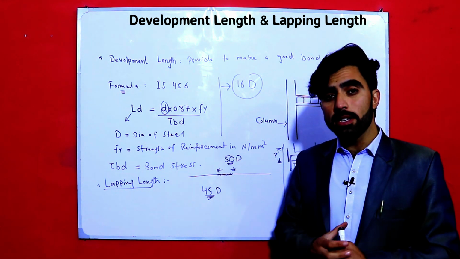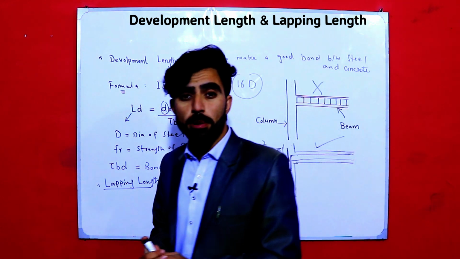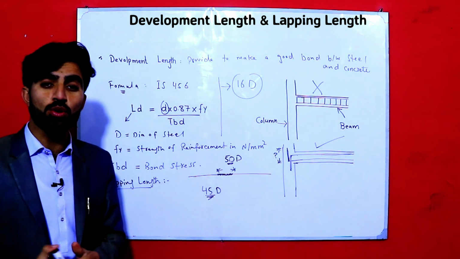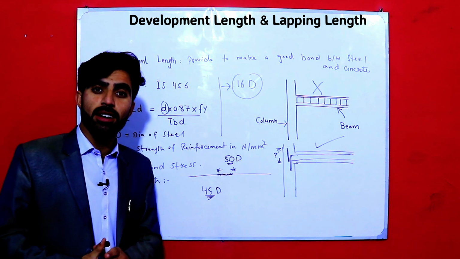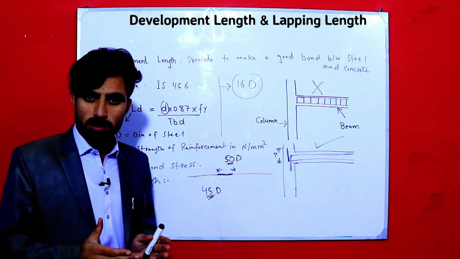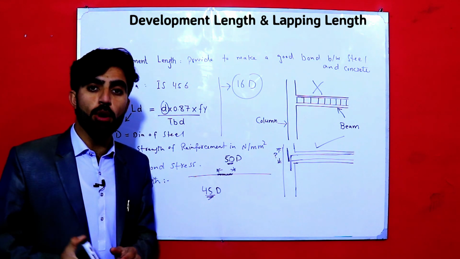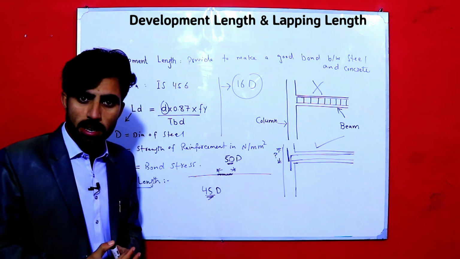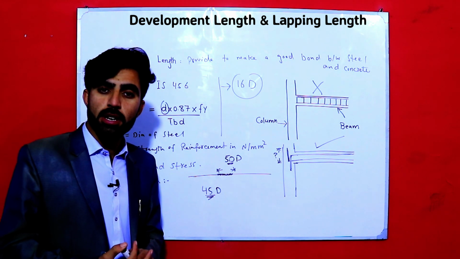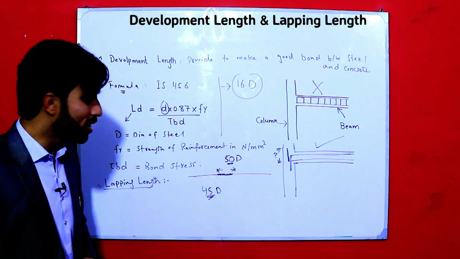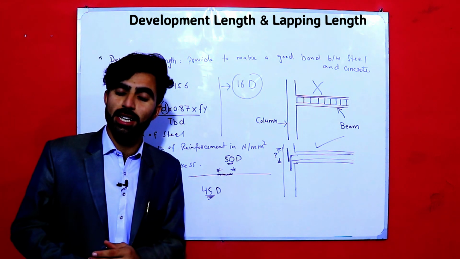But I've already discussed in many videos, lapping length should not be provided at the end of the support, and also lapping length should not be provided at the mid. Okay. Because it can produce bending moment, because bending moment is maximum at the mid and minimum at the end of the support. Okay. Now guys, there is a question where we should provide lapping length.